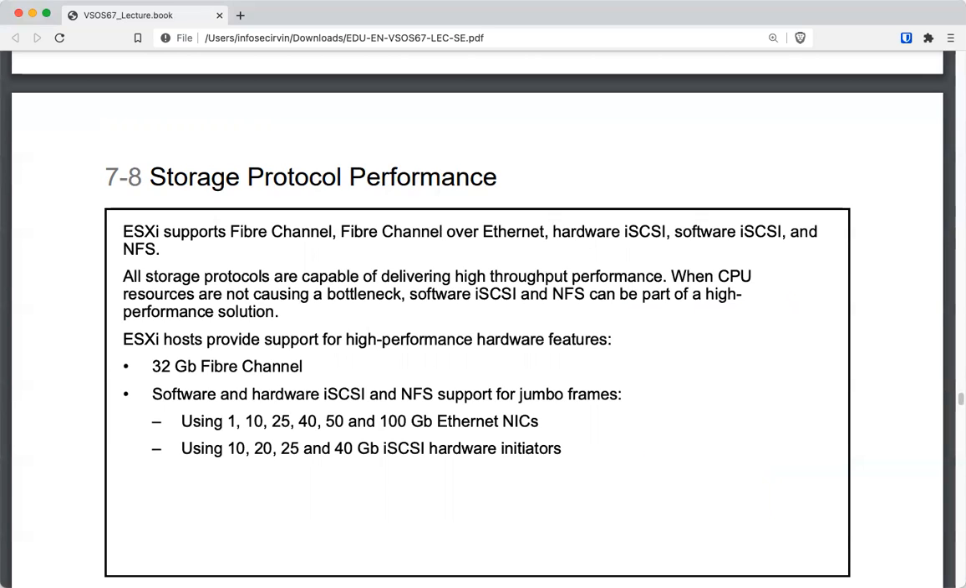As we covered in the earlier section, ESXi supports quite a number of ways to get storage on board. All the storage protocols that are supported from Fiber Channel through NFS are capable of delivering high throughput performance. If CPU resources aren't causing a bottleneck, then you might have a bottleneck with something like iSCSI or NFS.